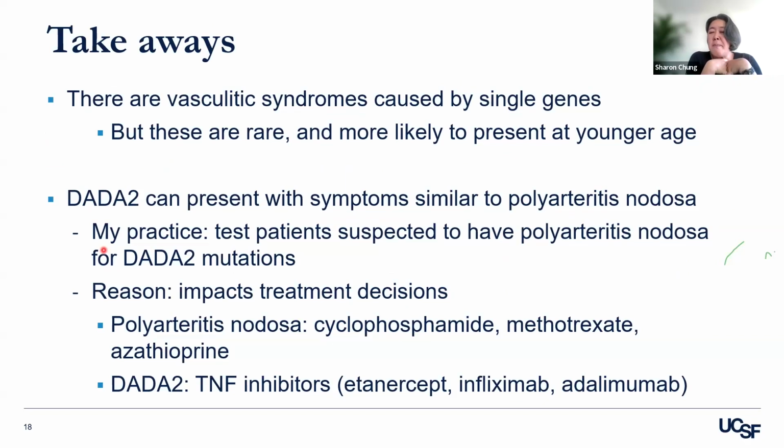And the reason is that it impacts treatment decisions. So if you're a patient with polyarteritis nodosa, I'm more likely to treat you with medications such as cyclophosphamide or methotrexate or azathioprine. However, if I find that actually you have the DADA2 type of polyarteritis nodosa, then I am more likely to treat you with another family of medications, called TNF inhibitors, because these classic medications, the cyclophosphamide, the methotrexate, the azathioprine, they're not likely to work for you.